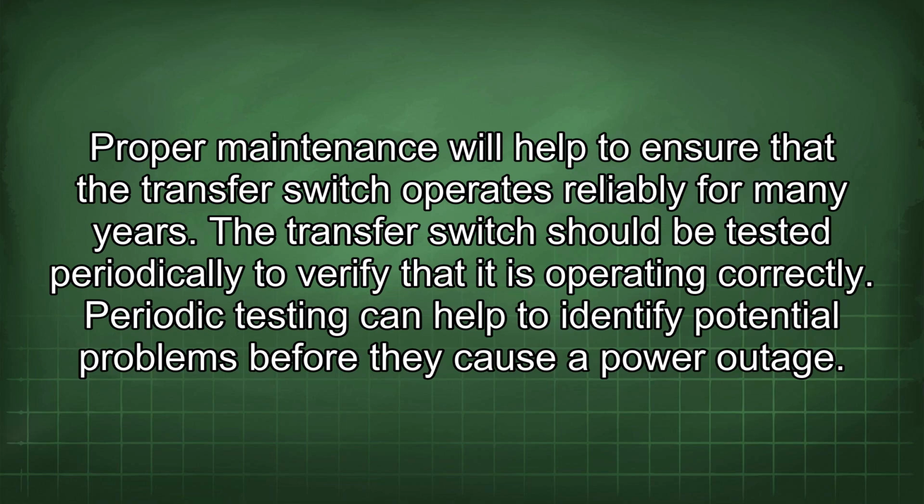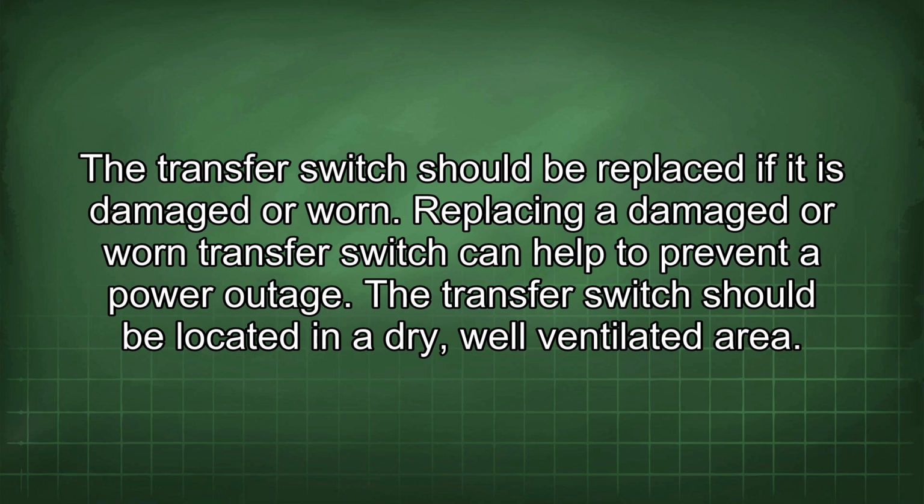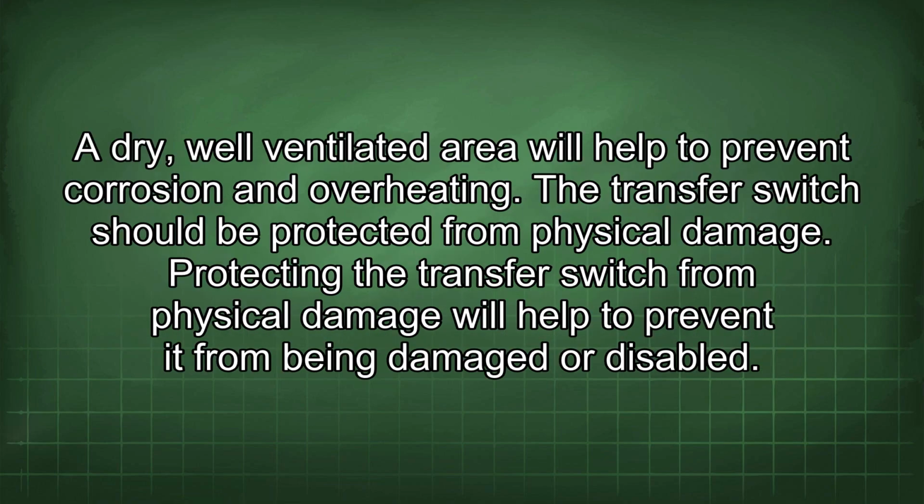The transfer switch should be tested periodically to verify that it is operating correctly. Periodic testing can help to identify potential problems before they cause a power outage. The transfer switch should be replaced if it is damaged or worn. Replacing a damaged or worn transfer switch can help to prevent a power outage. The transfer switch should be located in a dry, well-ventilated area. A dry, well-ventilated area will help to prevent corrosion and overheating.